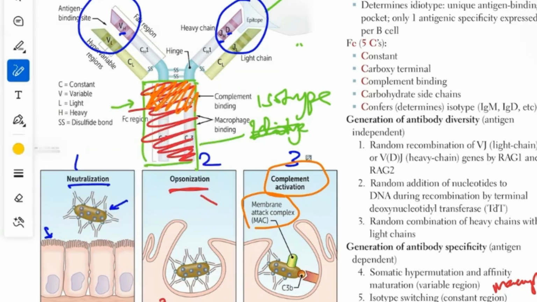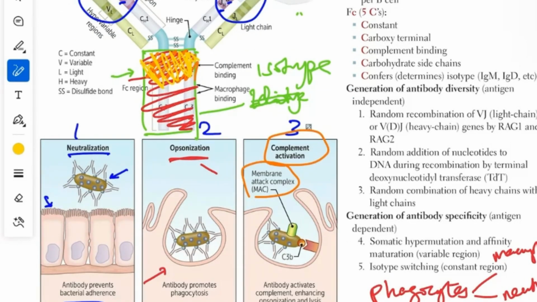Oh, let me use a lighter color. Is this part the CH2? So you can see the different parts of the antibody carry out different functions. Okay, so that's that. Then looking at generation of antibody diversity.